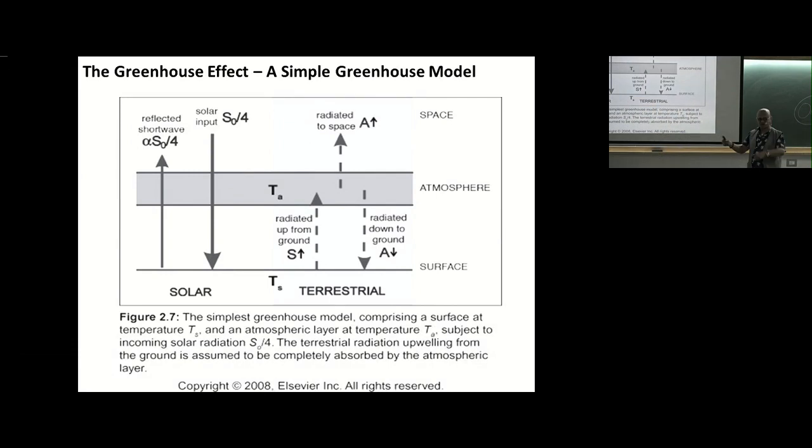That atmosphere is going to emit rays at that temperature, and also back down, because outgoing longwave radiation is going to go in every direction. So some of it is coming back. So you have energy going to space, energy coming back. So the surface is now getting not only the shortwave, but also some additional longwave from the atmosphere.